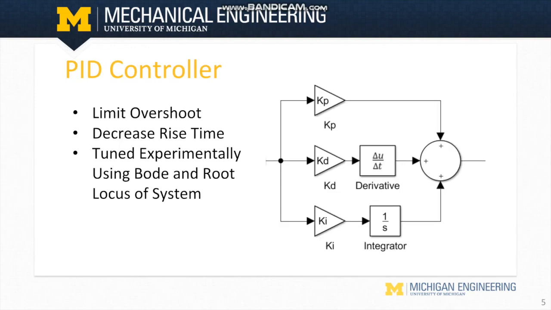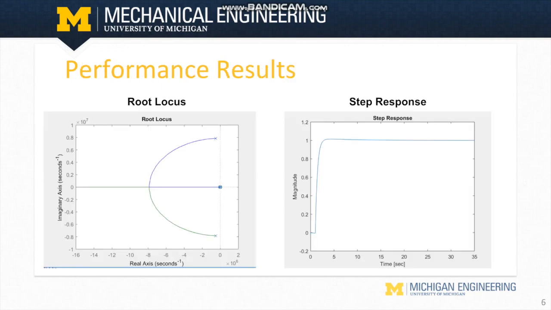So for our controller, we decided to use a PID controller in order to limit overshoot and decrease rise time. We were able to tune the PID controller experimentally, both with a little bit of guess and check, and then using the Bode plots and the root locus. Here is our root locus plot. You can see some of our imaginary poles.